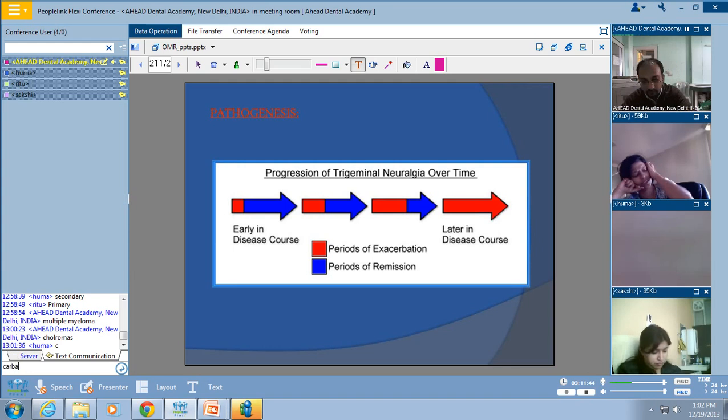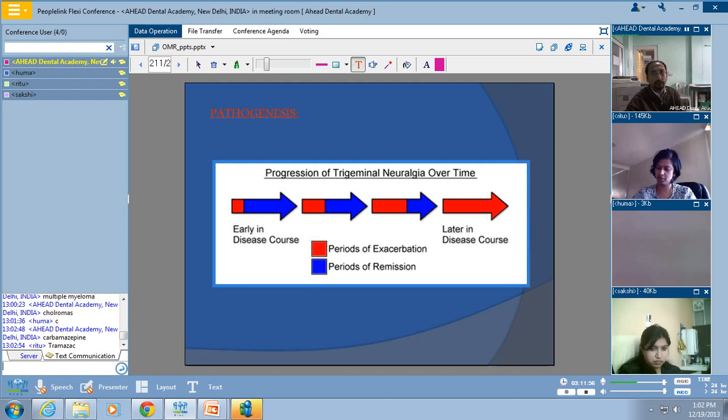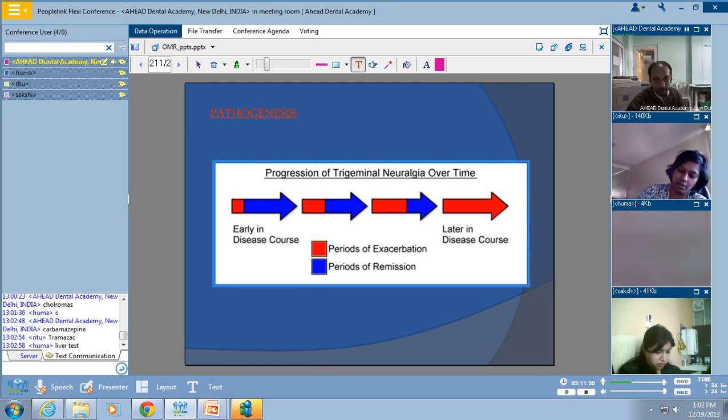And we need to do a complete blood count before giving the patient carbamazepine. Please remember this. In a patient with trigeminal neuralgia, you have to give carbamazepine, and tramadol is very good. Liver test. Both these are correct. Why liver test? Because there is a huge risk of enzymes being depleted in this patient. So complete blood count and liver tests are generally compulsory. They are not optional. They are compulsory in patients with trigeminal neuralgia.